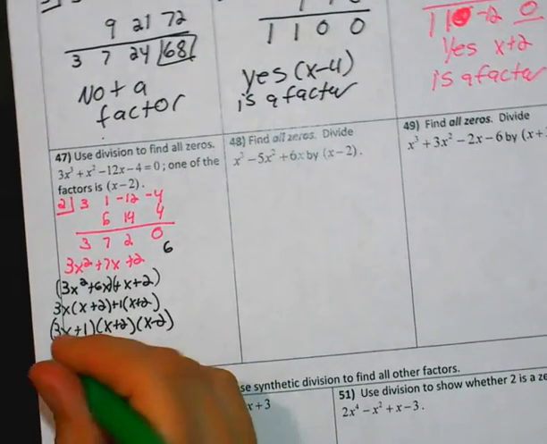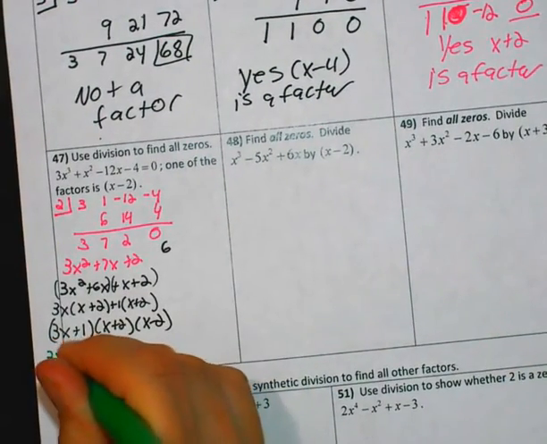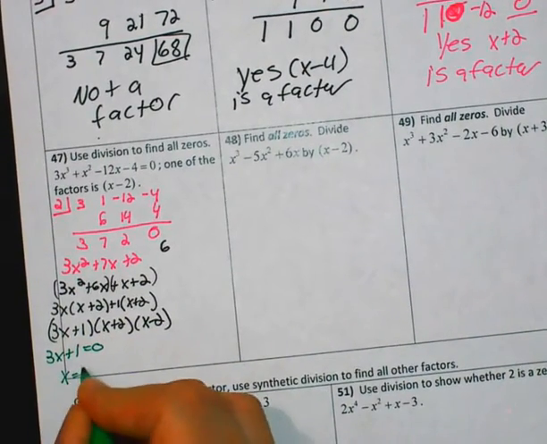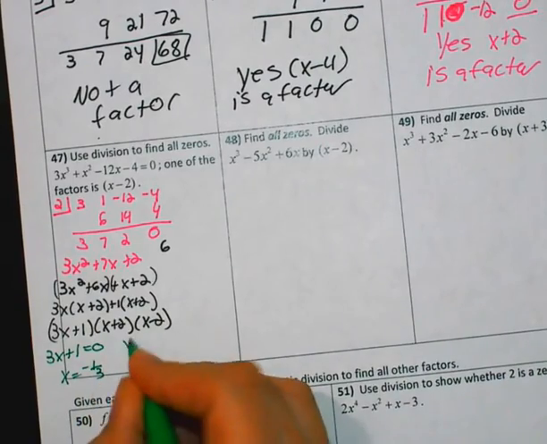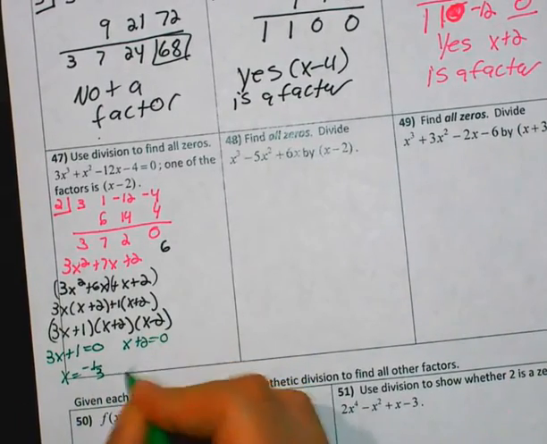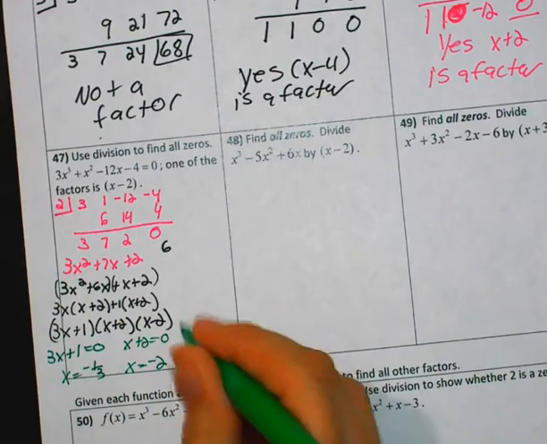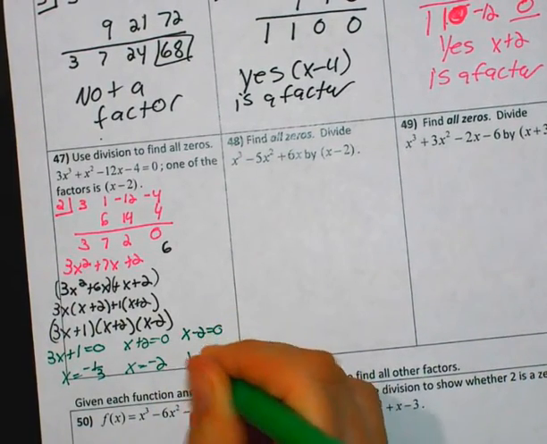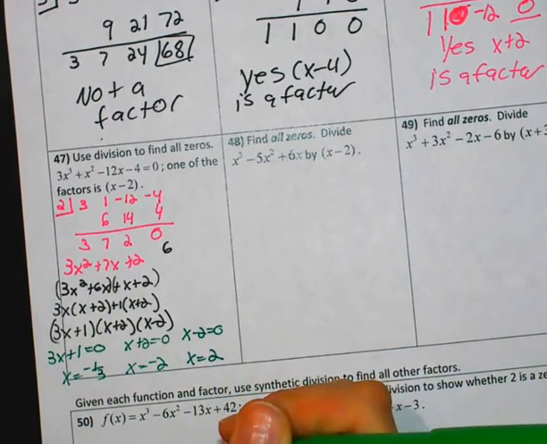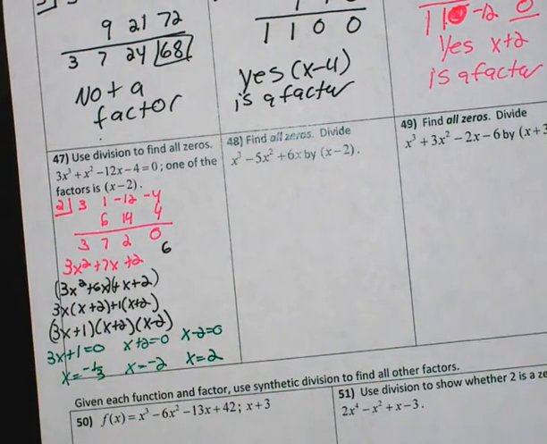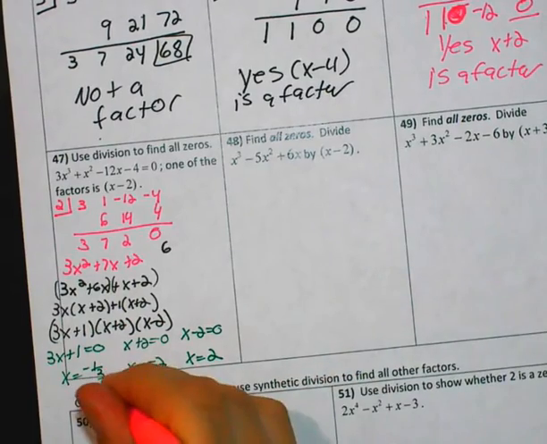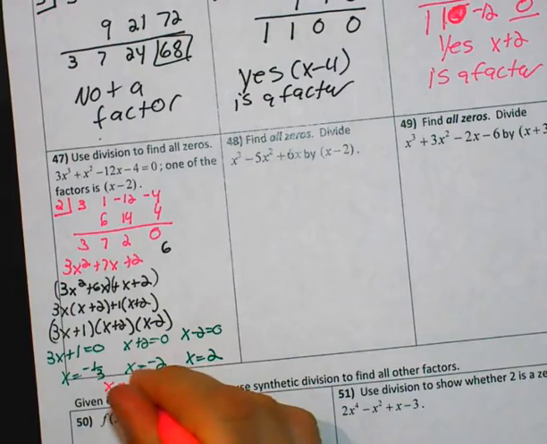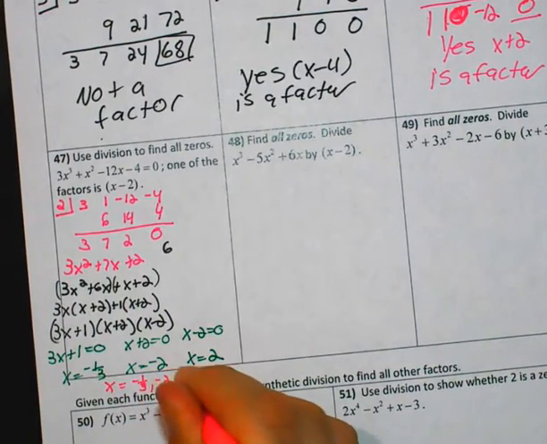Okay, so I have 3x plus 1 equals 0. You do the algebra, you should get to x equals negative 1/3. We've got x plus 2 equals 0. So x equals negative 2. x minus 2 equals 0, so I have x equals 2. So my zeros are x equals negative 1/3, negative 2, 2.